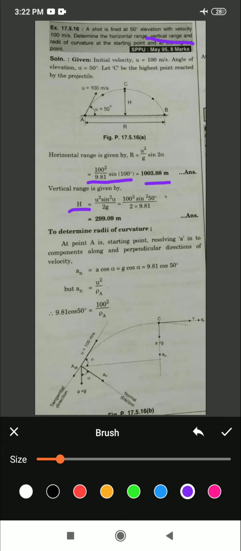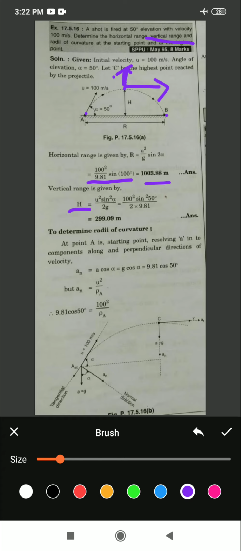Vertical range, for that we have to use the formula h is equal to u square sine square alpha upon 2g. In this condition, we know that the point of projection and the point of landing both are at the same level. Therefore, the vertical displacement of the particle is 0, that is Sy is 0, and C is the highest elevation point. Therefore, the velocity component along the y direction at that place will be 0, but the velocity component along x direction remains constant.